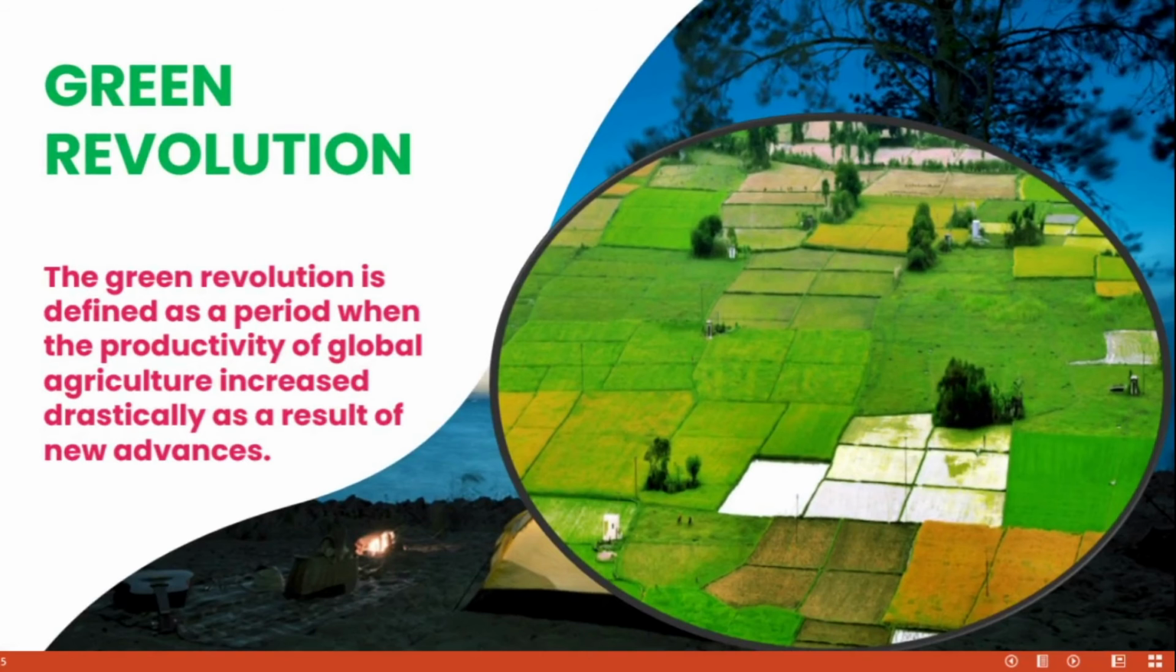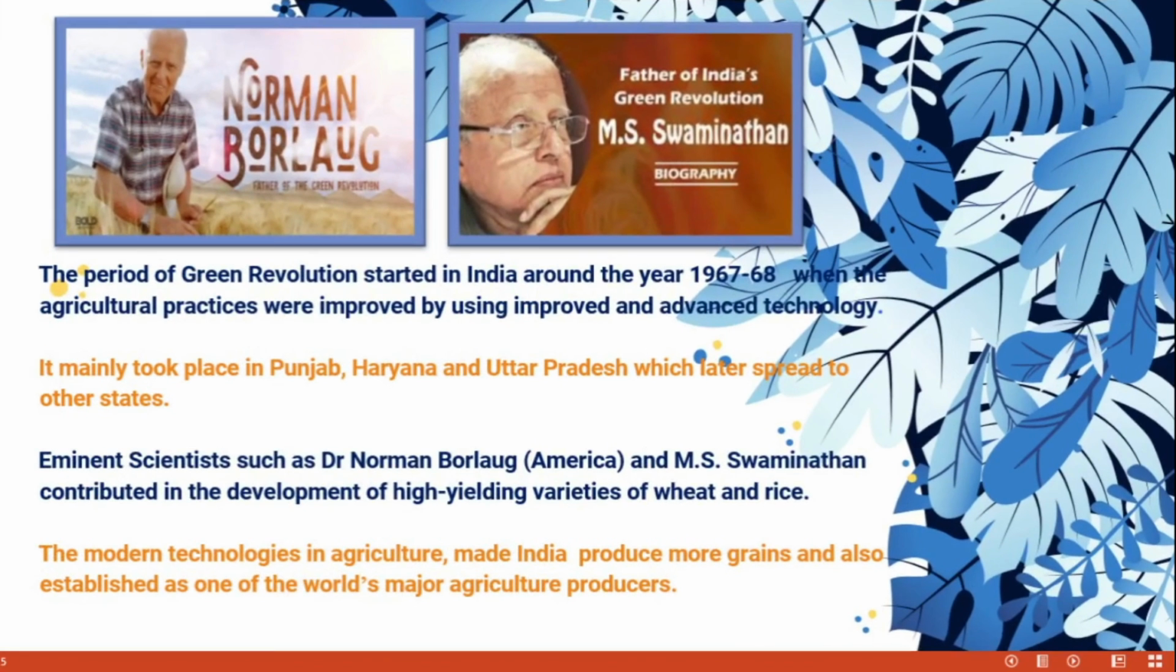Next, Green Revolution. What is meant by Green Revolution? The Green Revolution is defined as a period when the productivity of global agriculture increased drastically as a result of new advances. For this method, we have to use new advances and also a combination of chemical fertilizers and pesticides, otherwise we cannot give good quality products from agriculture. The period of the Green Revolution started in India around the year 1967 to 68. It started in Punjab, Haryana and Uttar Pradesh, and later spread to other states in India.